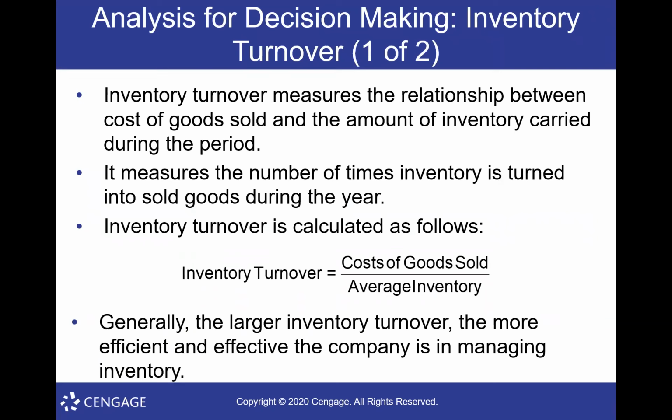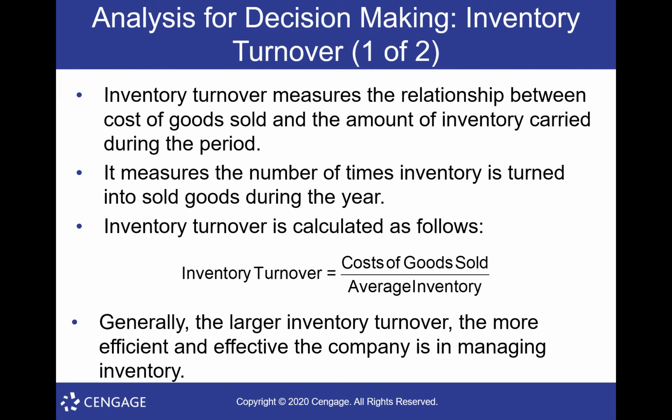The first is called inventory turnover, and it's a measure of how quickly we are selling our inventory. Generally, the larger the inventory turnover, the more efficient and effective the company is in managing inventory. So we're going to take our cost of goods sold, and we're going to divide that by our average inventory. Anybody know how to calculate average inventory? You saw something like it from the last chapter where you had to do an average. I forget what it was. One of these.